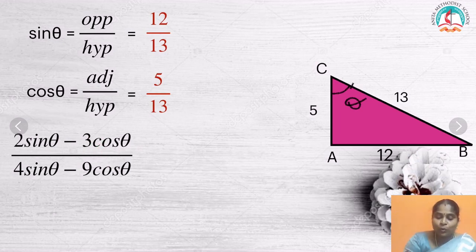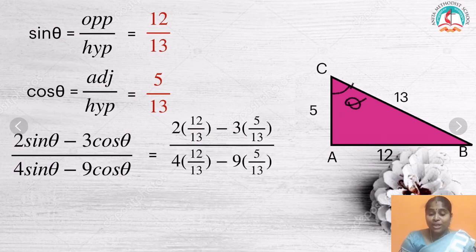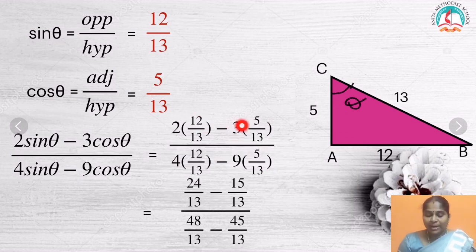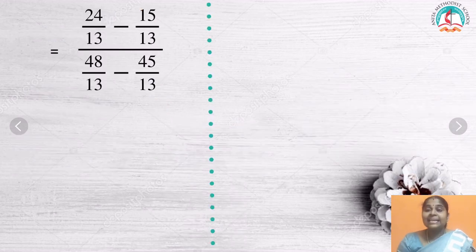Next, look at the problem. We need to solve 2 sin theta minus 3 cos theta by 4 sin theta minus 9 cos theta. Substitute the value of sin and cos here. Next, 2 into 12 by 13 minus 3 into 5 by 13, 4 into 12 by 13 minus 9 into 5 by 13. Multiply 2 into 12, 24. So 24 by 13, 3 into 5, 15 by 13, 4 into 12, 48 by 13, 9 into 5, 45 by 13.